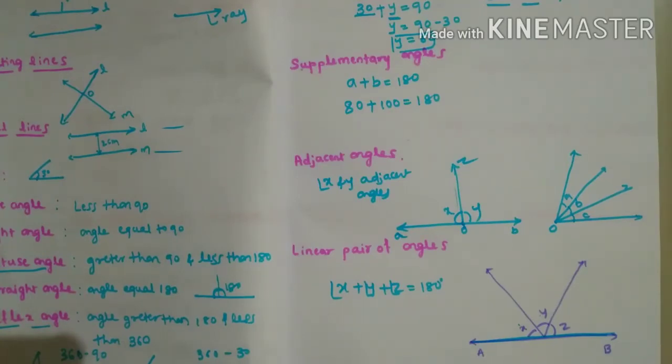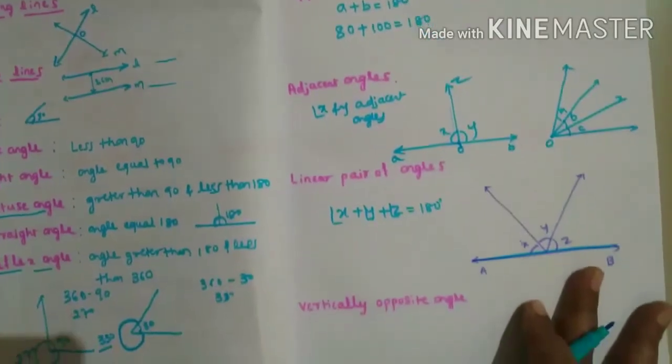See, supplementary is also the same thing. Sum of the angles equal to 180 degrees, and linear pair of angles is also the same thing. But here we take so many angles on the line. However many you want you can take, but however many you are dividing the line into, the sum should be equal to 180 degrees. Then we can call those angles a linear pair of angles. Just remember that also.